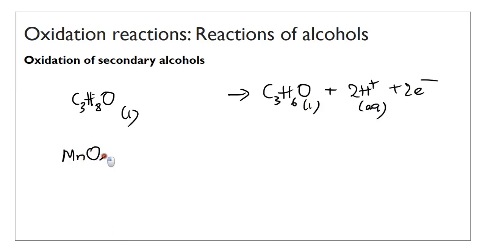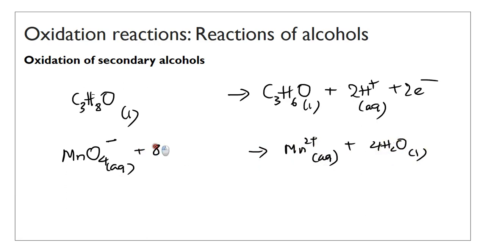Let's say we're going to use the other oxidizing agent, which is potassium permanganate or permanganate ion. This is another one that you have to remember. Permanganate ion is going to be reduced to Mn2 plus. And then you should be able to use half-equation rules to balance the rest.